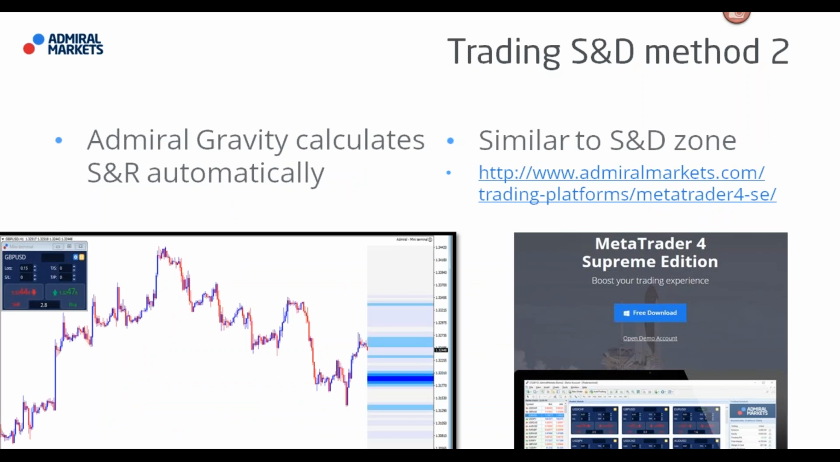Now the second method is basically looking at a different pattern or formation, but you can use the same kind of idea regarding supply and demand zones with the abnormal gravity indicator. That's part of the MT4 Supreme Edition. That is one of 100 features that are available through Supreme. It's a free download, and you can test it with a demo at first, and it's free for live account holders, of course, as well. So test it with your demo, and you can see all the advantages.